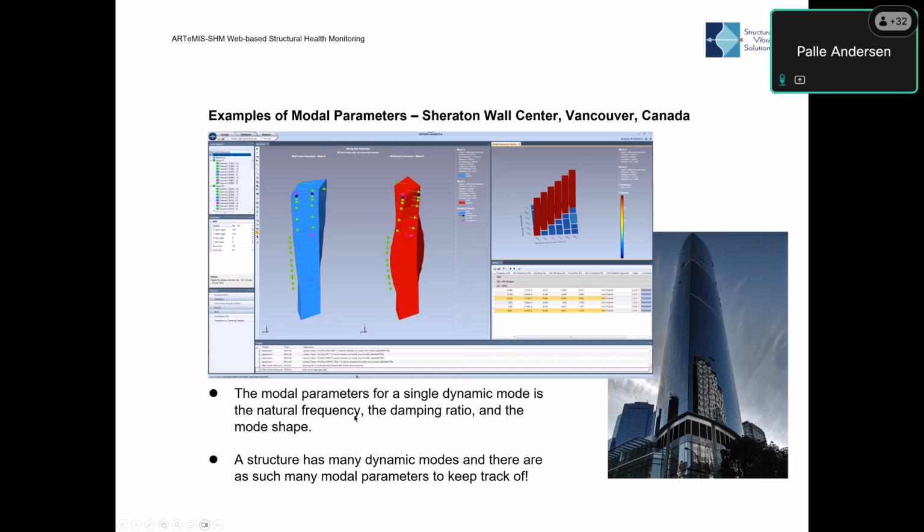Mode shape, natural frequency, and damping ratio all describe one dynamic mode of the structure. And there is always a series of modes that are determined within the frequency range that we are measuring in. And it's then up to the health monitoring system to keep track of all of these and check if they are changing or not.